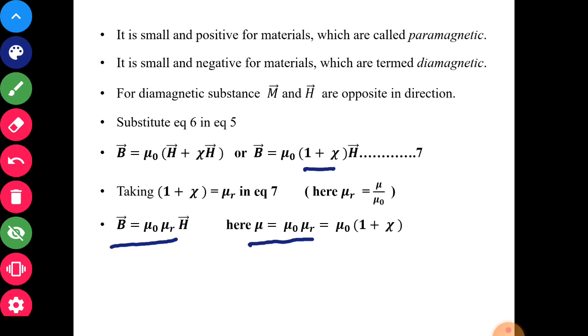You can write mu as the subject of the formula, and you can have mu r into mu 0, and mu r is nothing but 1 plus chi. So instead of mu r, we can write 1 plus chi. The permeability of the material can be mu 0 into 1 plus chi. This mu 0 mu r is nothing but the permeability of the substance. So instead of mu 0 into mu r, it is written as mu. So B is equal to mu H.